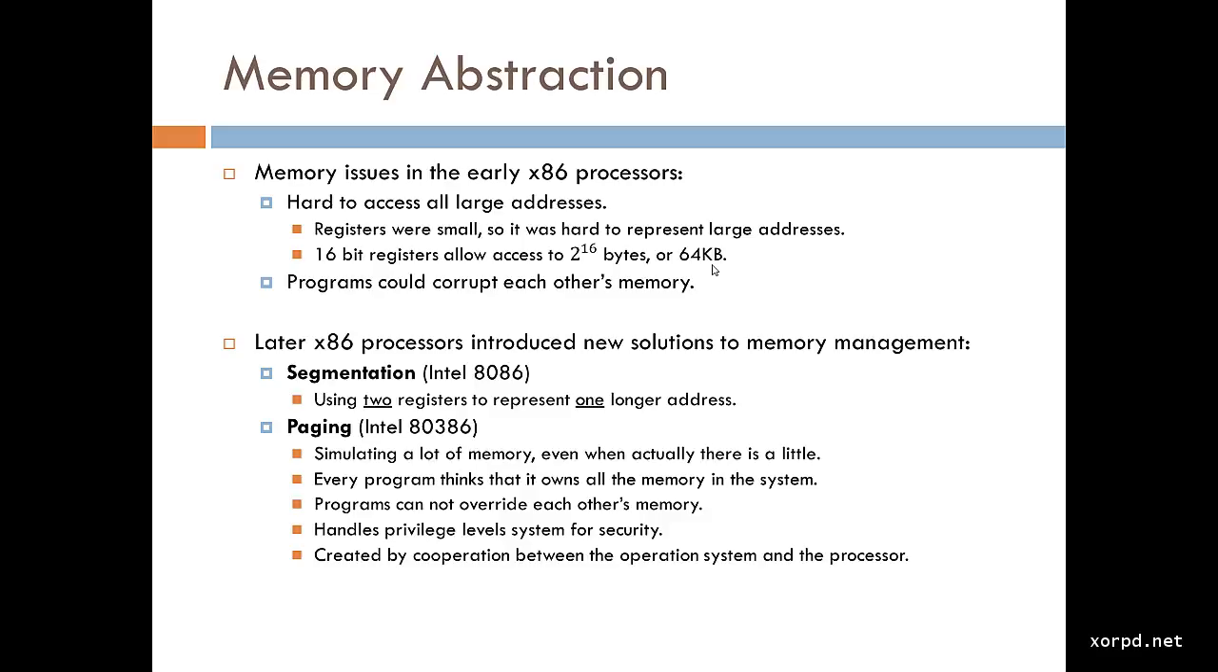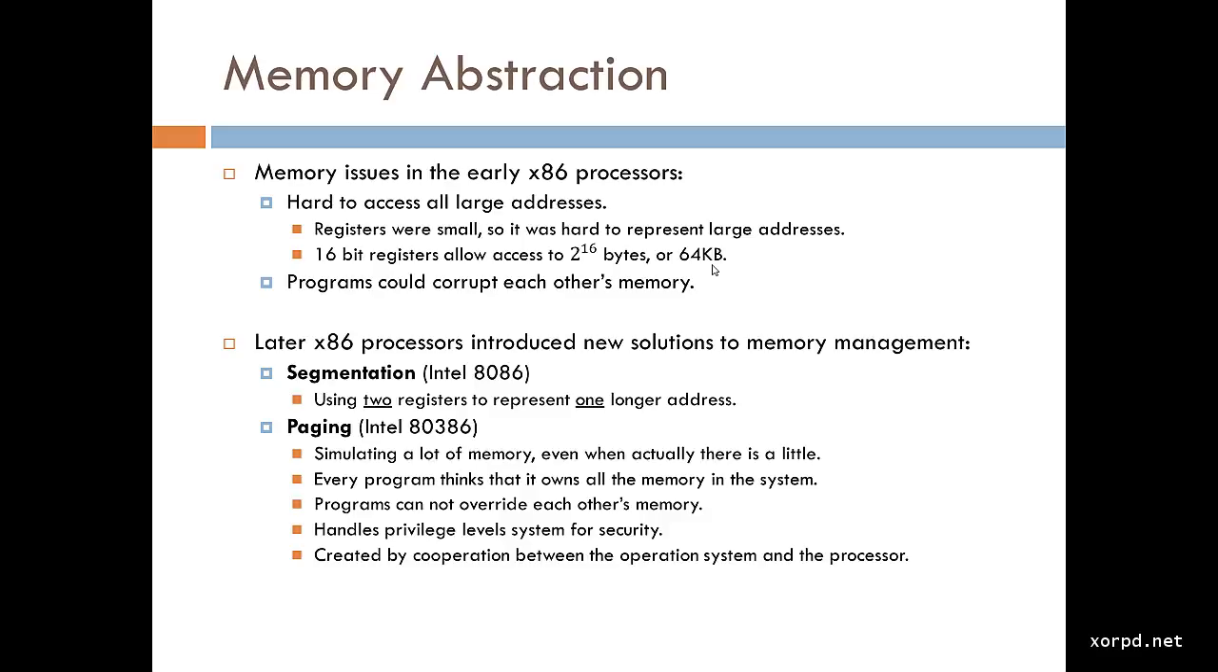Another issue that made programming pretty hard in those days was that programs could actually corrupt each other's memory. For example, maybe there are two different programs that run on the operating system, and one program uses some part of the memory. The other program could just overwrite the first program's memory, and that would cause a problem.